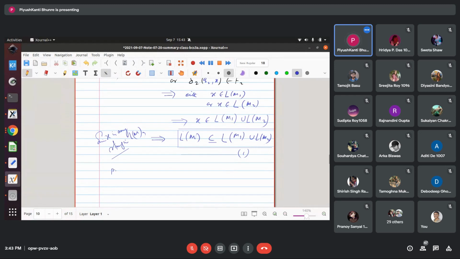Next, similarly, prove that L(M2) is a subset of L(M). Call this the second equation. So equation 1 and equation 2 together will prove the claim. This one I leave you as an exercise. My handwriting is not so good, I'm sorry.